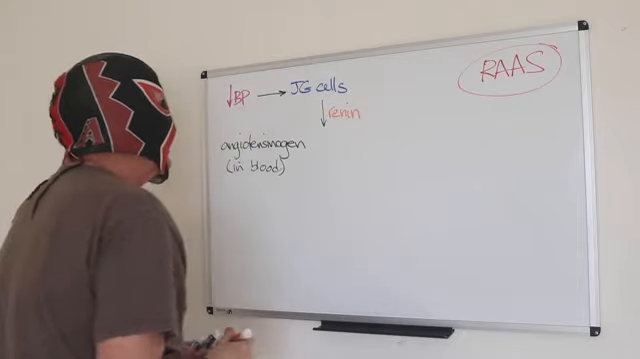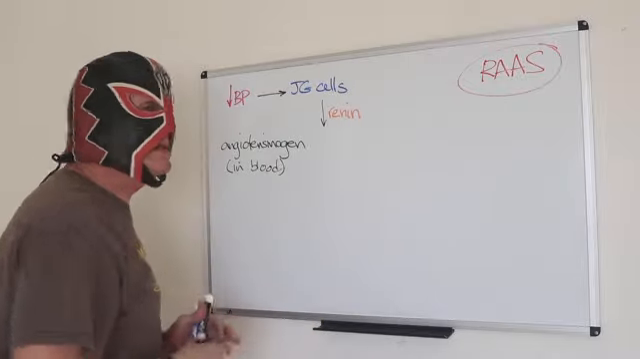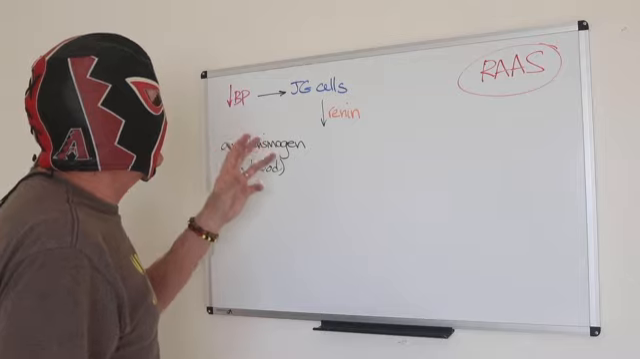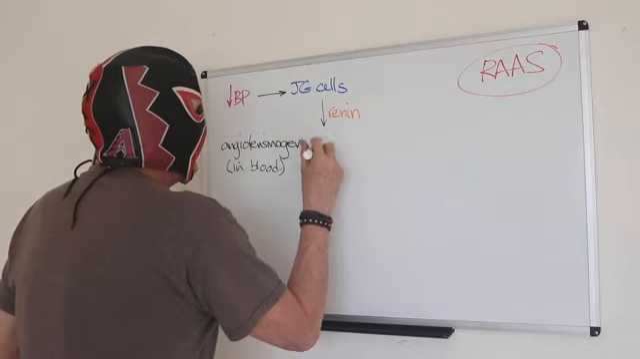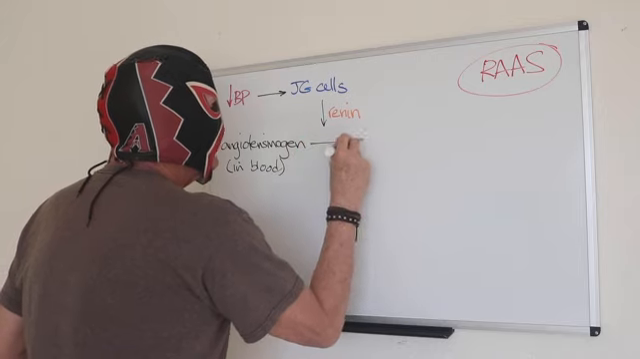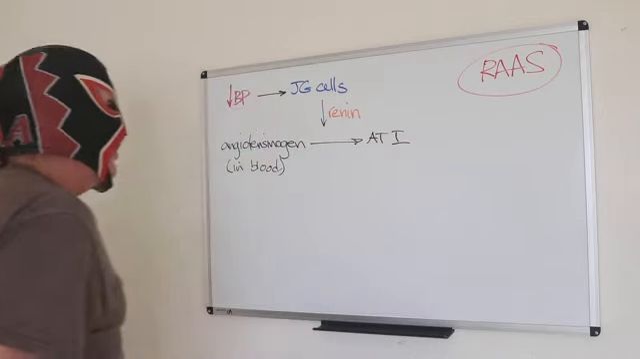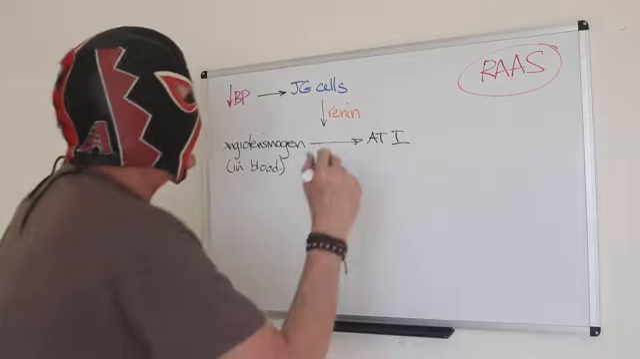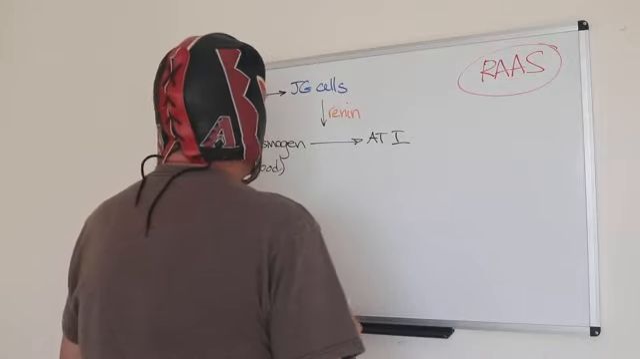All right, so do you get it? This whole thing, the entire RAAS, is driven by a drop in blood pressure. JG cells detect it, release renin. That causes angiotensinogen to turn into angiotensin 1, which, as it turns out, doesn't really do anything. But it's a necessary intermediate, because eventually we get to the blood.